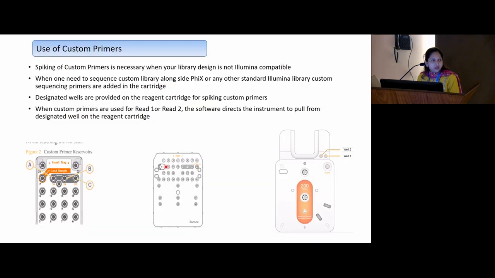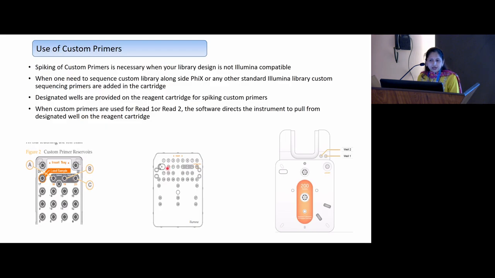Now, when you are loading any libraries that are not compatible with Illumina, you need to spike in custom primers. So spiking of the custom primer is necessary when your library design is not Illumina compatible. When one needs to sequence a custom library along with 5x or any other standard Illumina library, custom sequencing primers are added inside the cartridges. Designated wells are provided on the reagent cartridge for spiking the custom primers, and when custom primers are used for read 1 and read 2, the software directs the instrument to pull from the designated well on the reagent cartridge.